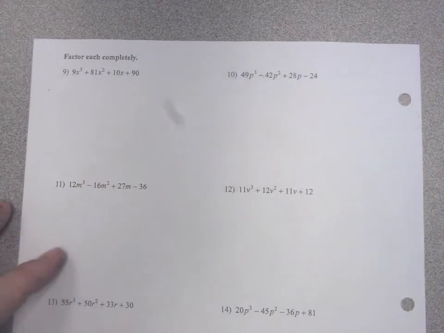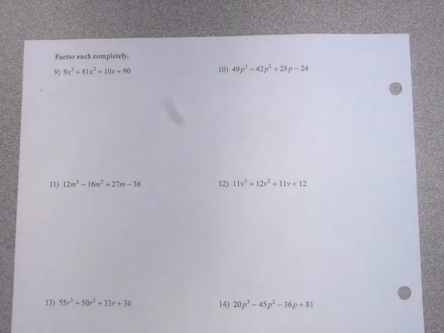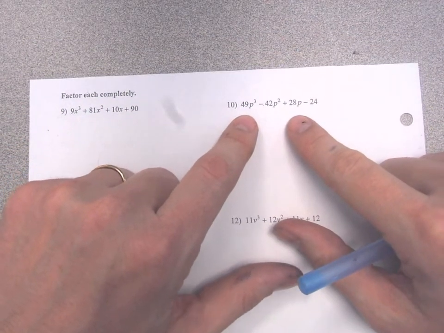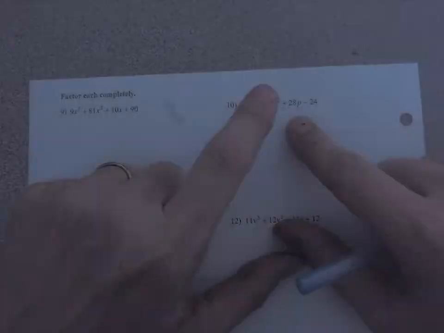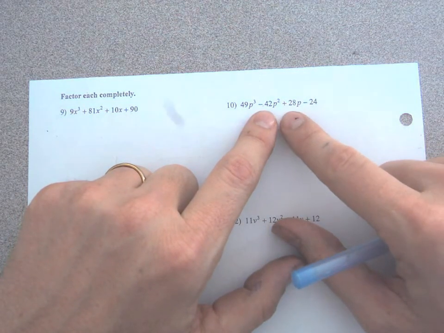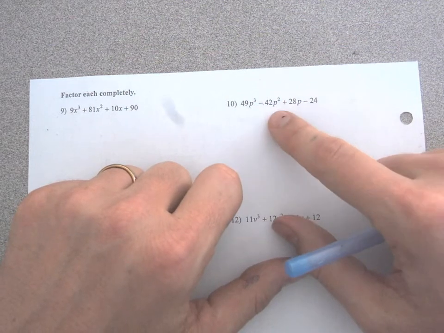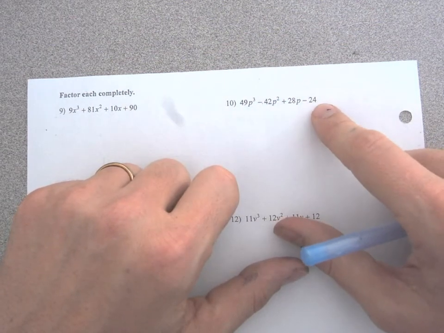Okay, now on the back, the thing that is a little bit different about these is that these are all quadrinomials, which means that they have 4 terms. The other thing is that they don't all have a common factor. So let's take a look at this one, for example. I know 7 goes into that, and into that, and into that, but 7 doesn't go into that. And also p goes into that, and that, and that, but p doesn't go into this one.